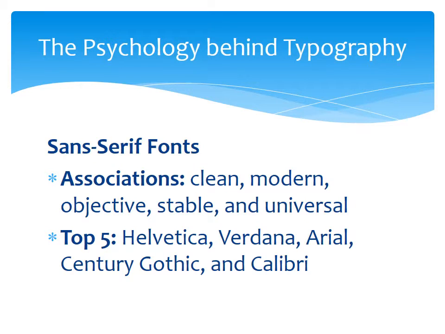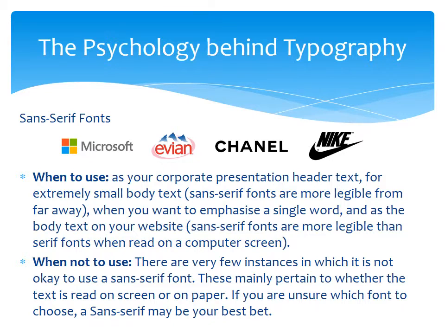Sans serifs, on the other hand, are clean, modern, objective, stable, and universal, meaning you could use them for pretty much anything. The top 5 are Helvetica, which by the way is considered and researched to be the easiest font to read. You also have Verdana, Arial, which I use a lot, Century Gothic, and Calibri. Alright, and here are your examples of some sans serif fonts and who uses them. You've got Microsoft, Nike, Chanel, Evian.